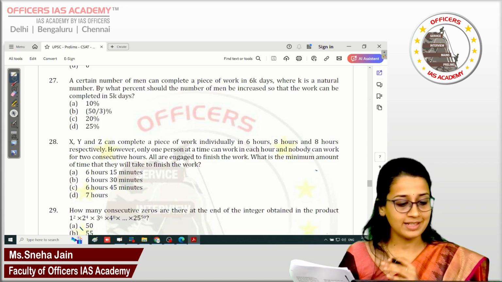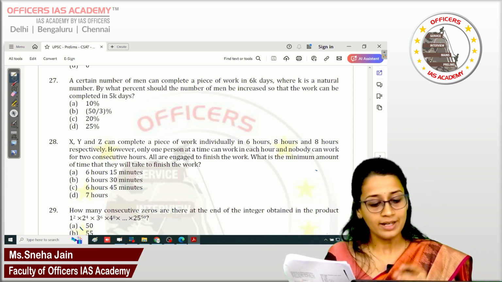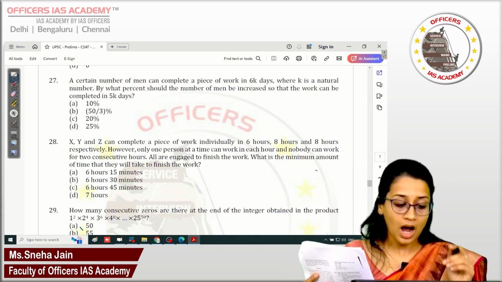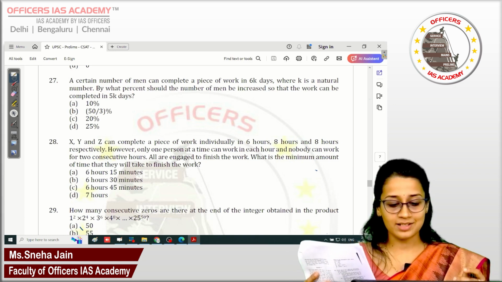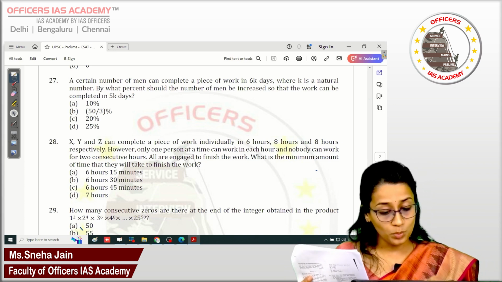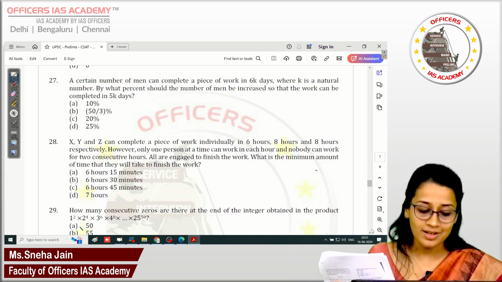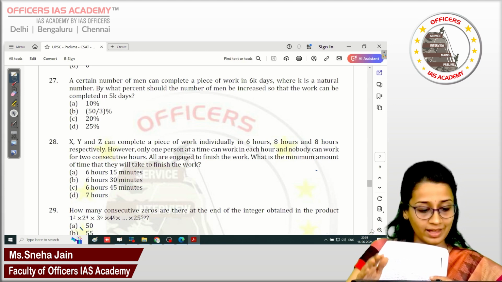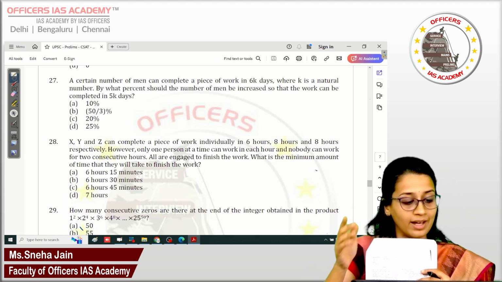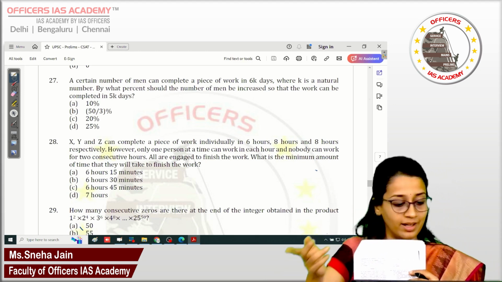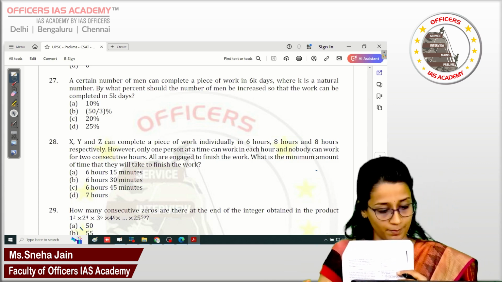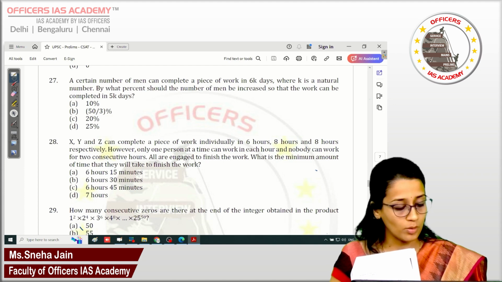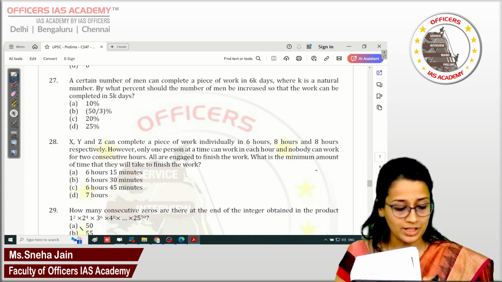X, Y, and Z can complete a piece of work individually in 6 hours, 8 hours, and 8 hours respectively. However, only one person at a time can work in each hour, and nobody can work for 2 consecutive hours. So what does that mean? If X has worked, then Y would be working. And if Y is working, he cannot work again. Either X will come back or Z will come back. All are engaged to finish the work. What is the minimum amount of time that will be taken to finish the work?